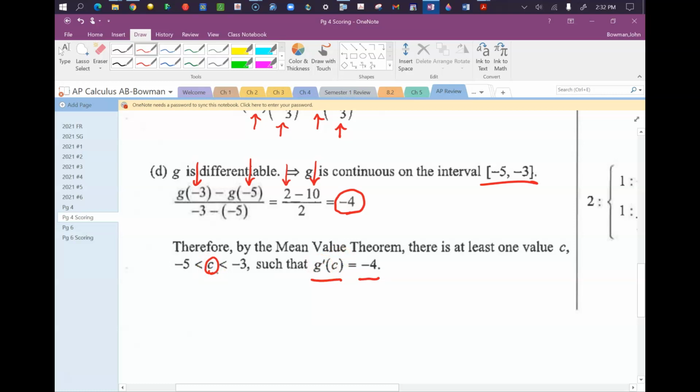And to get full credit there, you need to show the work to find the average rate of change, and then you need to justify that by invoking the mean value theorem. And remember, the mean value theorem says that the average rate of change will be equal to the instantaneous rate of change for some x value, at least once, between the endpoints of the interval, if the function is continuous on the closed interval and differentiable on the open interval.